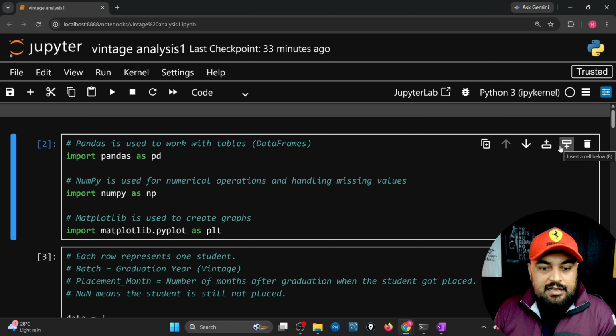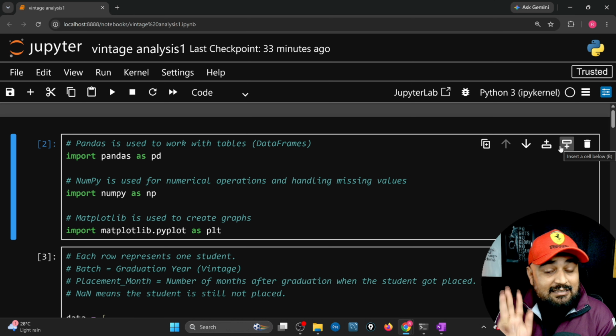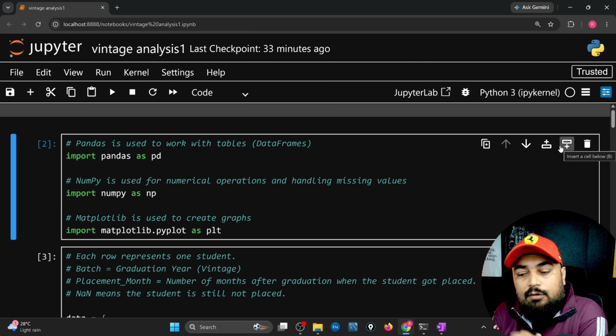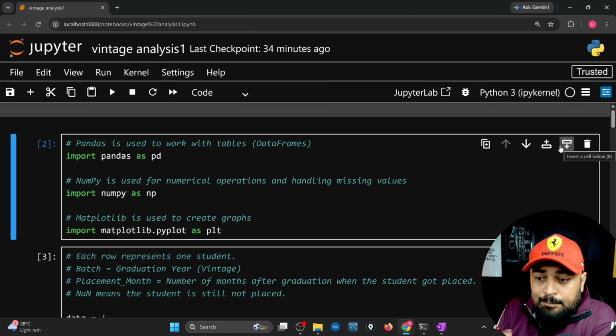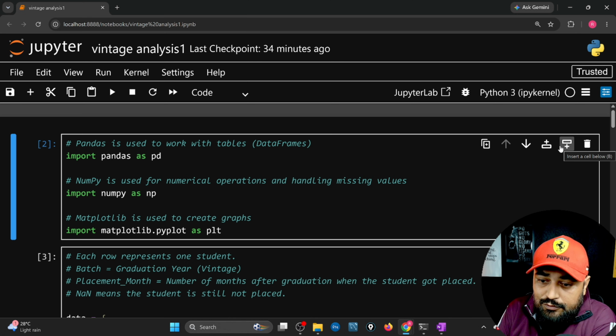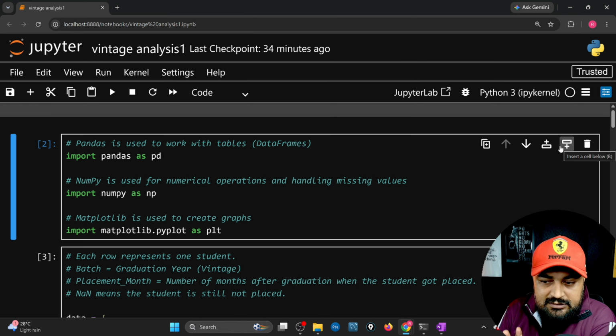Now let me give you a brief of the example we are going to discuss. There are three batches, just assume 22, 23, 24. These are 3 years of engineering batches getting passed out. Each student has a placement month, which tells us how many months after graduation they got placed. If a student has not been placed, we will represent it with a missing value, not applicable, which we will handle in this code.